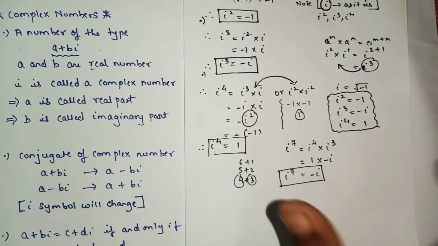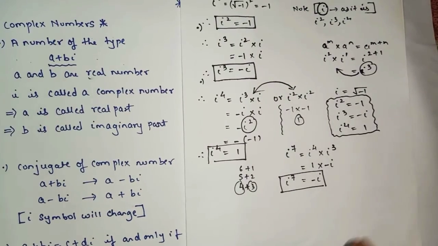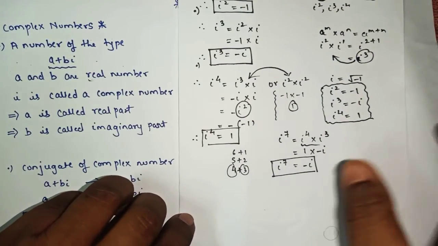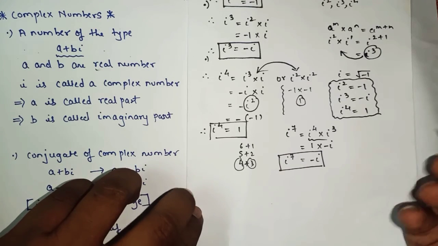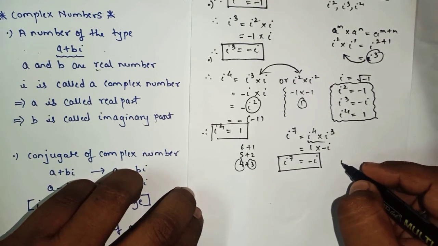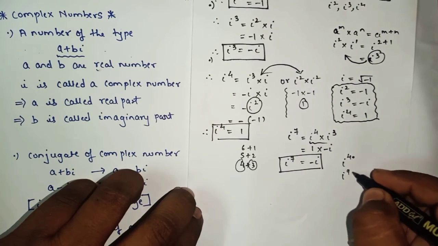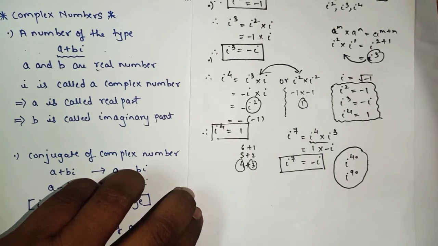In this way you can generate the value of any power of i, whether you have to find i square, i cube, i raised to 4, any value. By breaking this, you can find the answer of any values. There is one more method to find the answer for bigger values like i raised to 40, i raised to 90. This part I will show in the next video lecture.